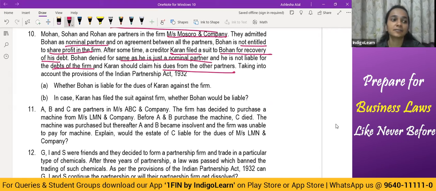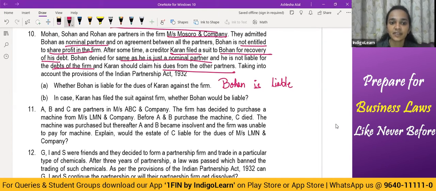So here in the situation, a nominal partner has been admitted to the partnership, and a nominal partner, though he is not entitled to any share in profit, is liable to third parties for all the acts of the firm. So here, Bohan is definitely liable. Though he is a nominal partner, though he has only lent his name to the firm, Bohan is definitely liable in this situation, and Karan can definitely file a suit against Bohan as well.